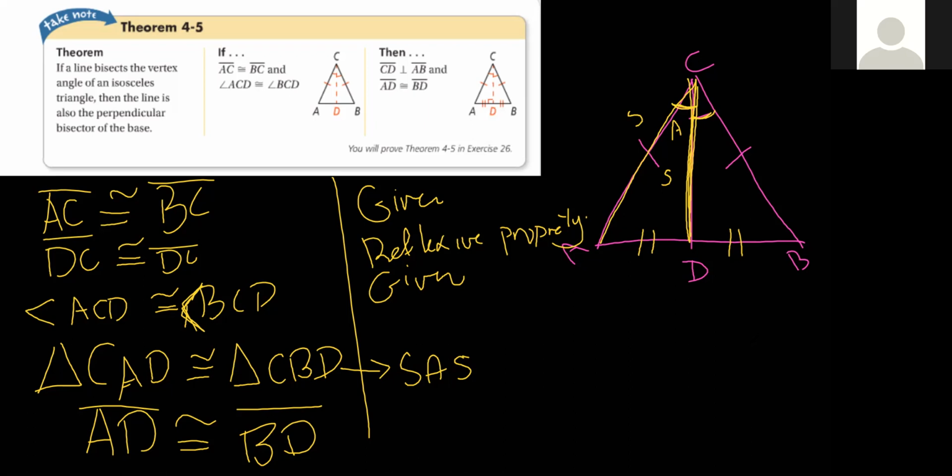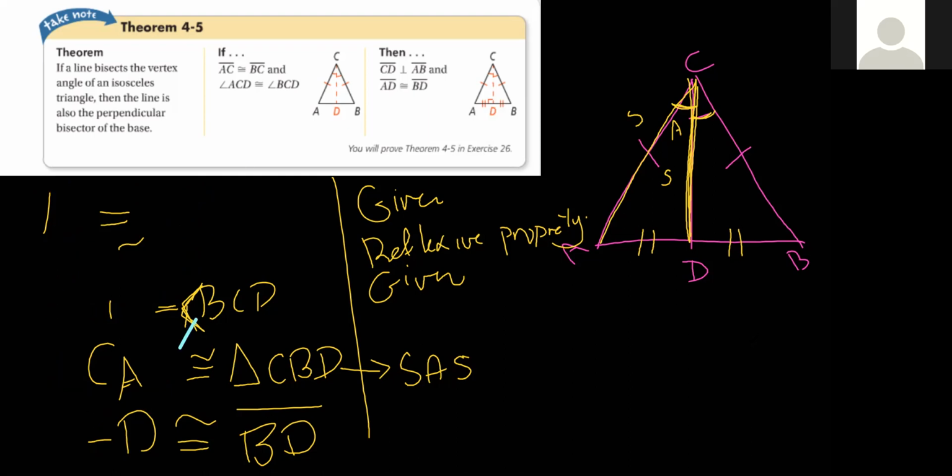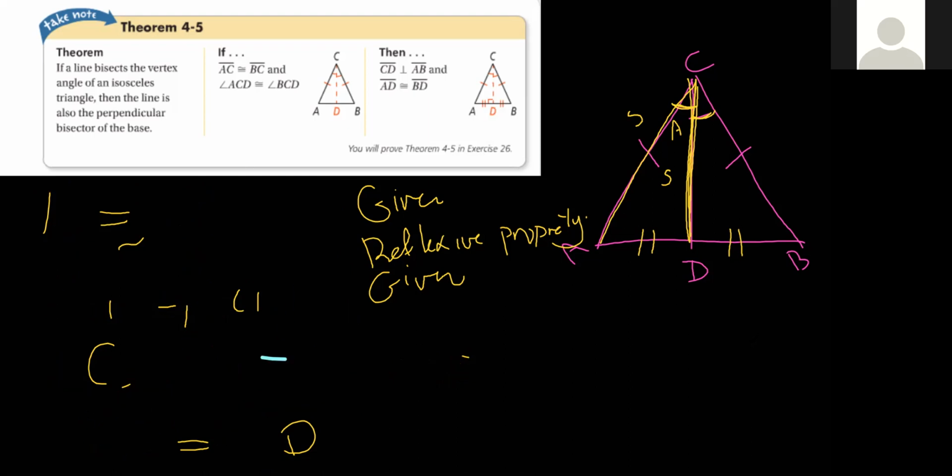Now, is it clear? I want to delete it now because I want to continue. Yes, teacher, it is clear. But teacher, I didn't understand how you proved AD congruent to BD, since the two triangles are congruent. Yes, since two of them are congruent, the corresponding sides will be congruent too. Okay. Now let's continue.